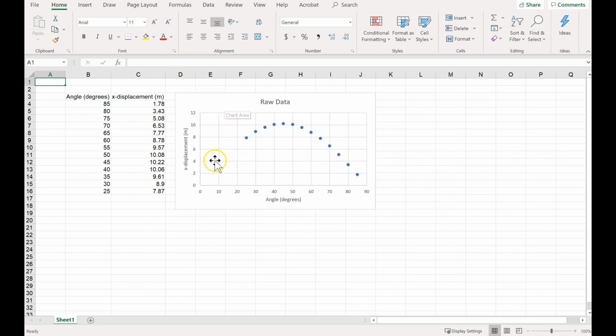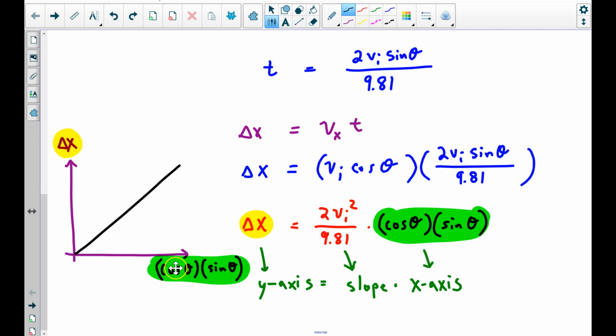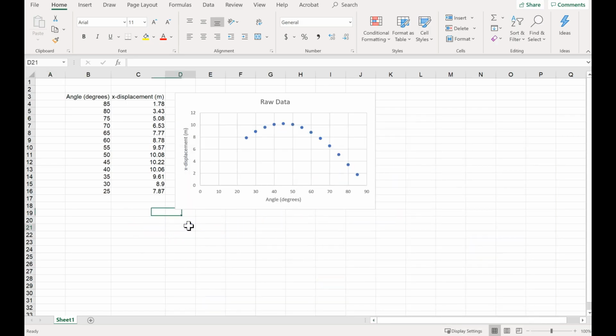Now we need to make a second graph that has not angle on the x-axis, but what was it? If we multiply the cosine of the angle by the sine of the angle, then putting those values on the x-axis should make a straight line graph. So before we can multiply those values, we have to calculate the cosine of theta and the sine of theta. So we are going to have right here cosine of the angle, and then I click enter to save my work, and then right here we'll have sine of the angle.